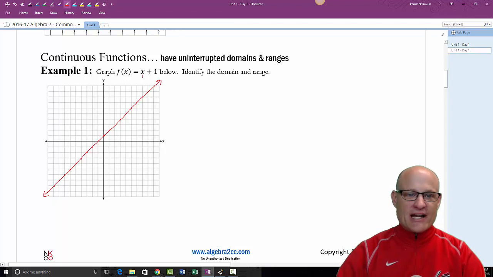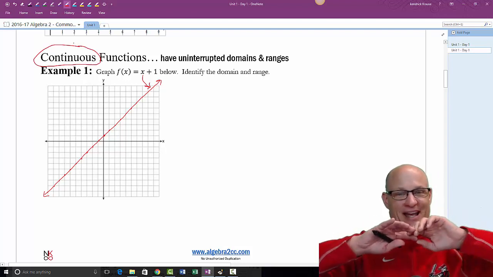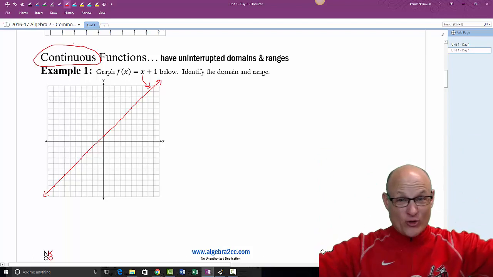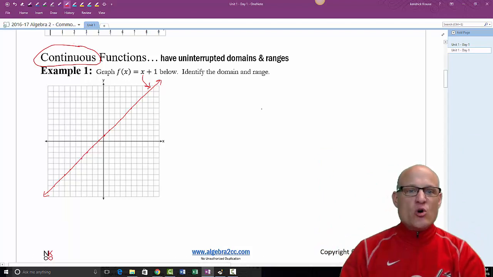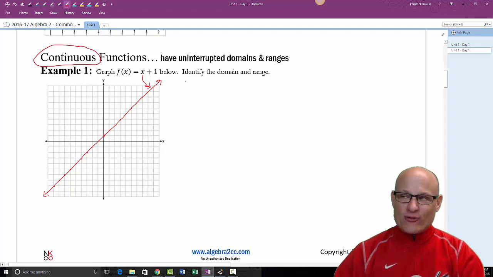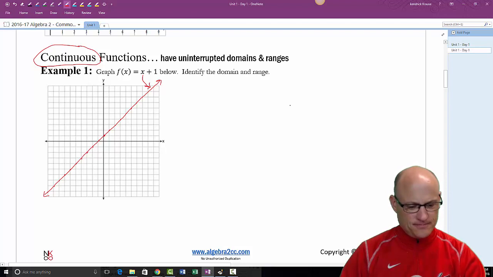All right, so that's the line f of x equals x plus 1. Notice this is a continuous function. A continuous function just basically has arrows. It's going forever somewhere. It's got an uninterrupted domain and range. It just keeps going forever and ever in one direction, forever and ever in the other direction. So identify the domain and range.